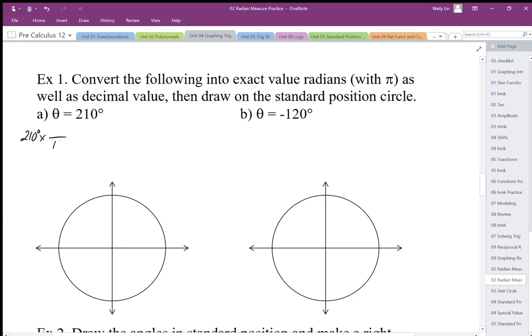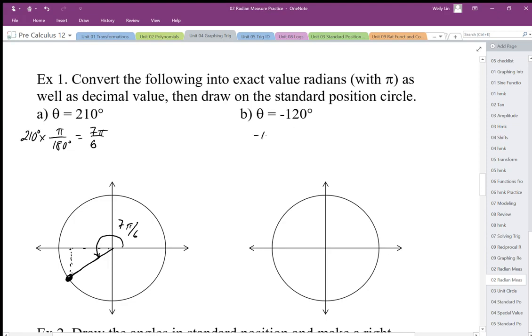So I want to get rid of the degrees, so I'm going to divide by degrees and times by the radians. This is a special angle, so I want to get rid of the common factor of 30, and I get 7 pi over 6. So 7 pi over 6 locates that position right there, and it gives us this 30-60 triangle in here. That reference is going to be really important.